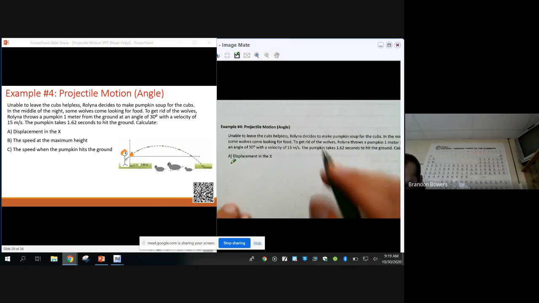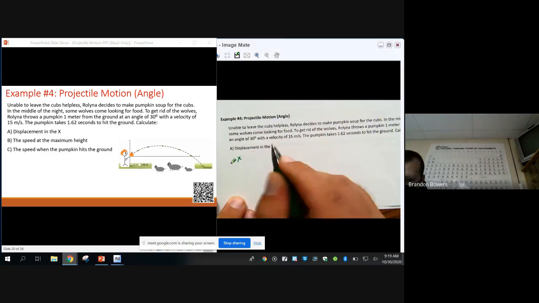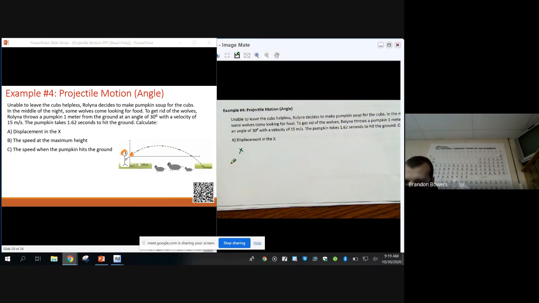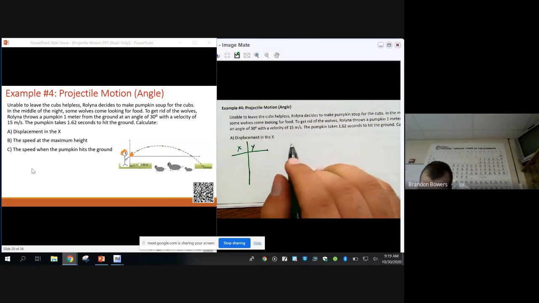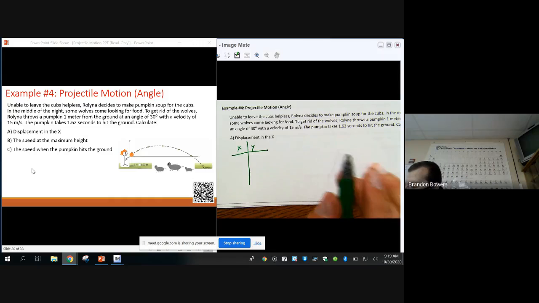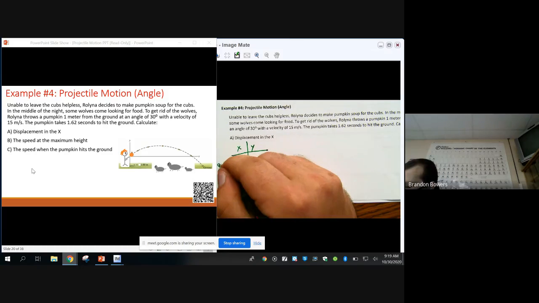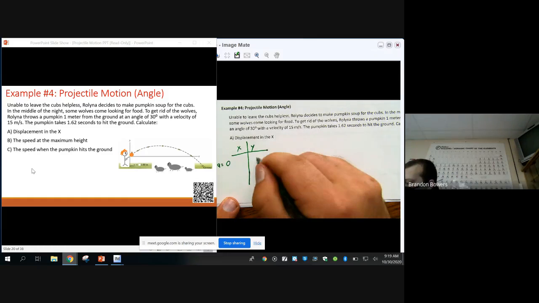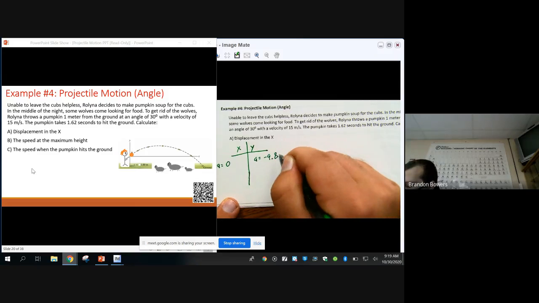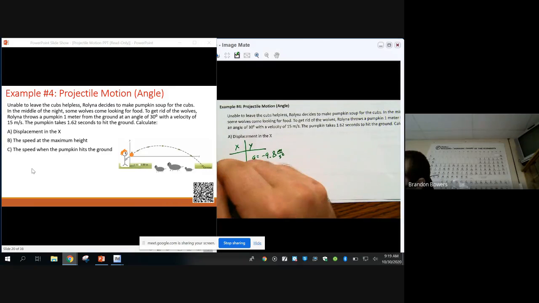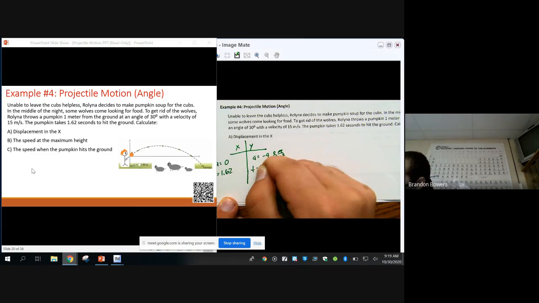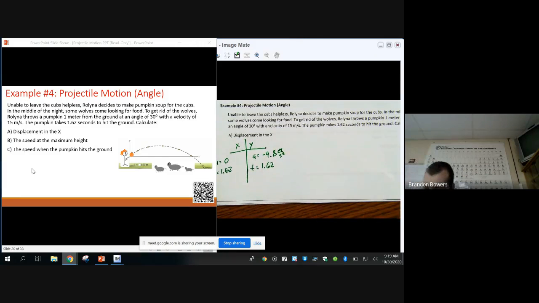All right, so what I'm going to do is create a little XY chart. Let me see if I can move that a little bit. I'm going to create my XY chart just so I can analyze the data that I know. Okay, so in the x direction, I know my acceleration is just going to be 0. But my acceleration in the y direction is gravity. Well, that's pretty easy. Time is the same for both of them. My time was 1.62 seconds. Okay, it's not too bad. What else do they tell us?